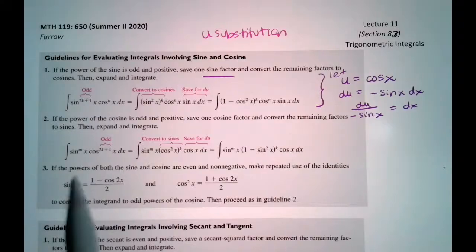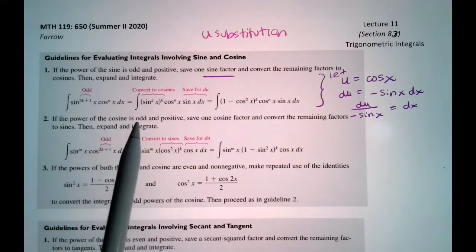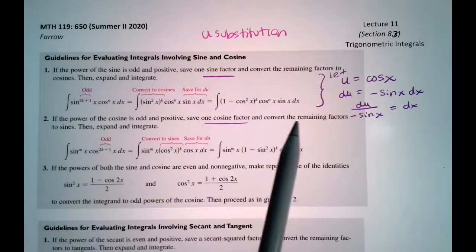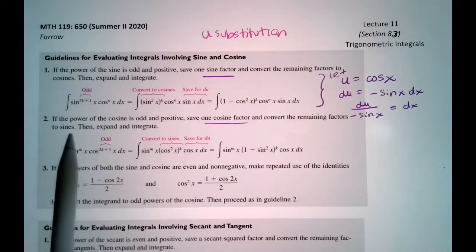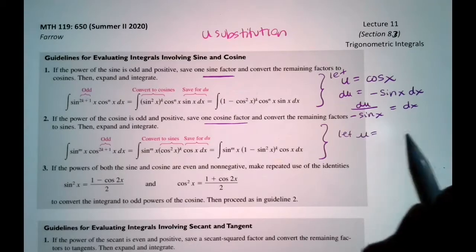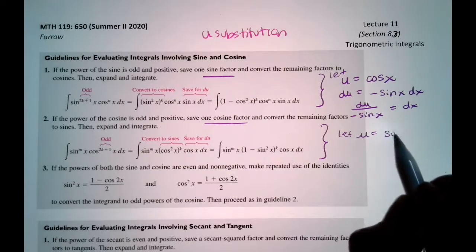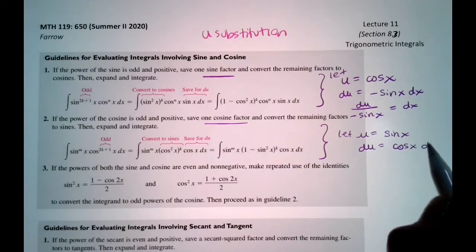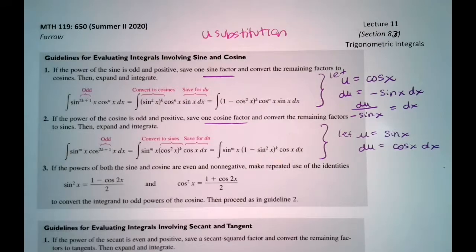If you read through number 2, if the power of cosine is odd and positive, guess what? We're going to save one cosine factor, and we're going to convert the remaining factors to sines. So right there, that tells you in this case, we're going to do a U substitution, but we're going to let U in this case be sine, and we're going to save that one cosine factor because when we do our follow through, you get a cosine of x that comes out. So we're really using the method of U substitution. We're just being very efficient at choosing the best U to get the answer quickly.